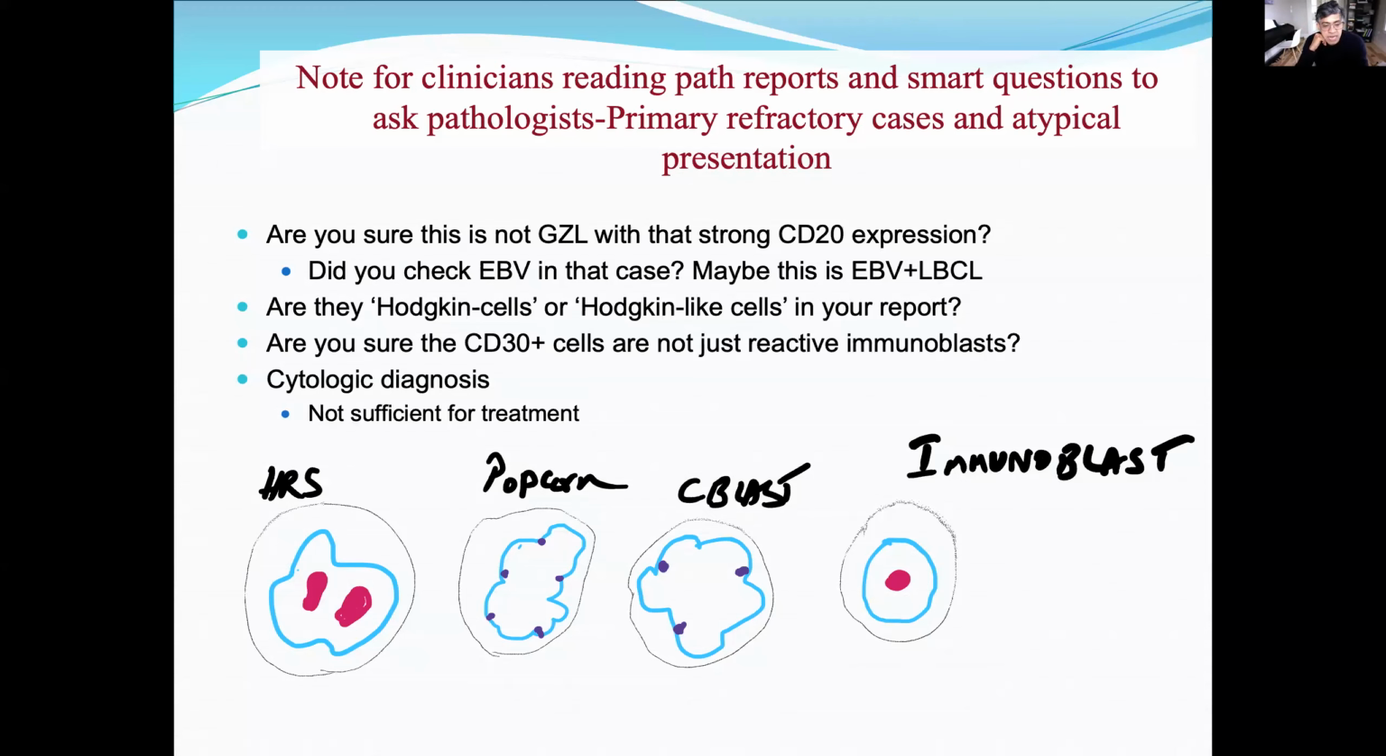Hodgkin cell looks like that. The popcorn cells of LP look like this, potato with dots. Centroblast of large cells look like a round cell with three small peripheral nucleoli. The immunoblast that you saw in the plasmablastic lymphoma looks like that, with prominent nucleoli.